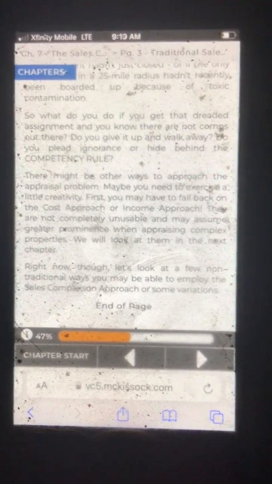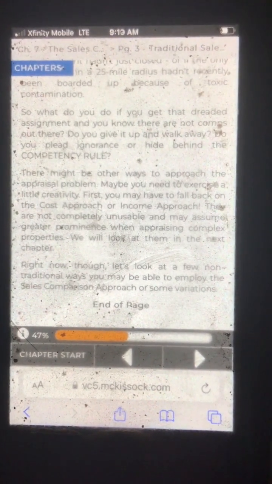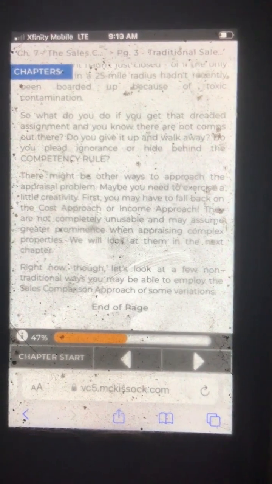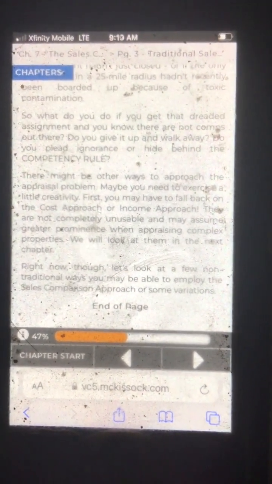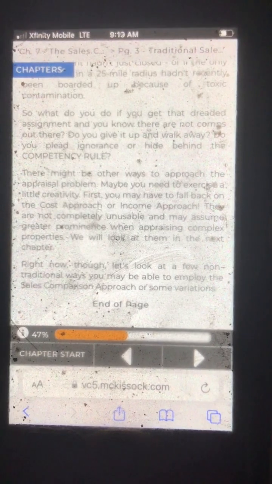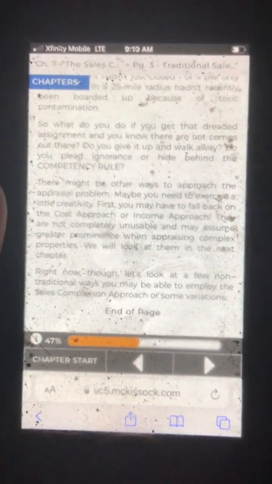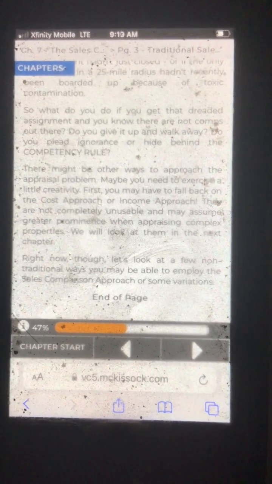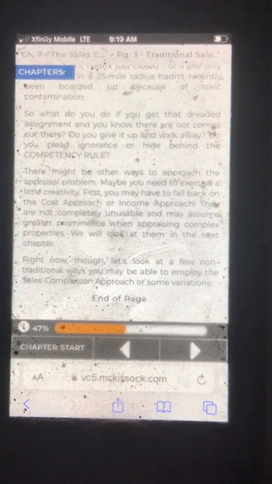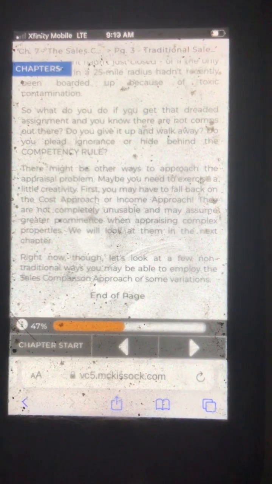First, you may have to fall back on the cost approach or income approach. They are not completely unusable and may assume greater prominence when appraising complex properties. We will look at them in the next chapter. Right now, though, let's look at a few non-traditional ways you may be able to employ the sales comparison approach or some variations.